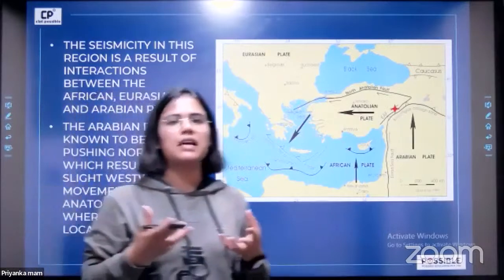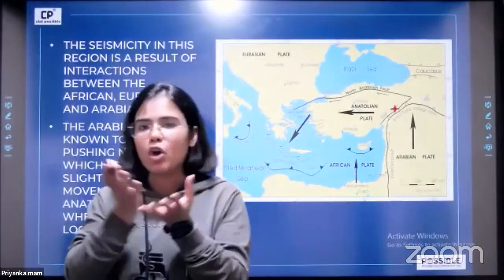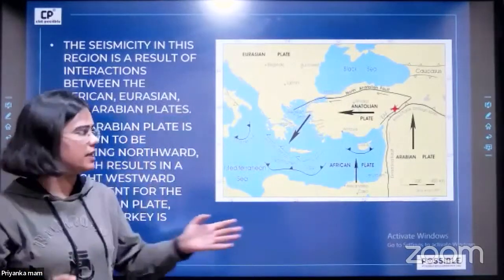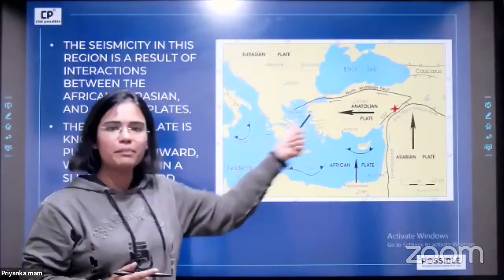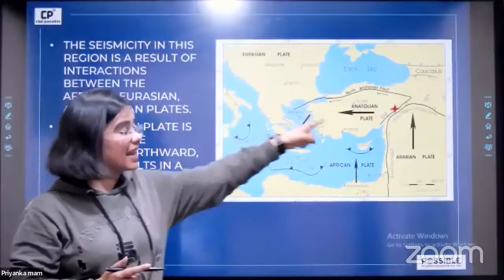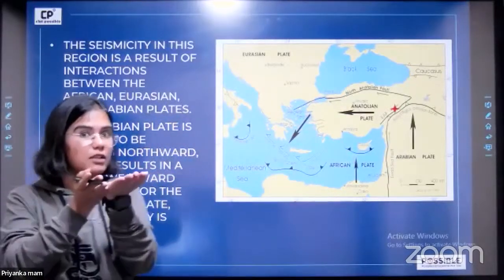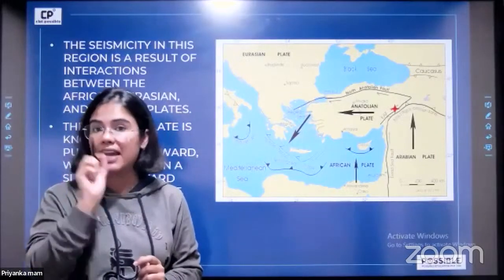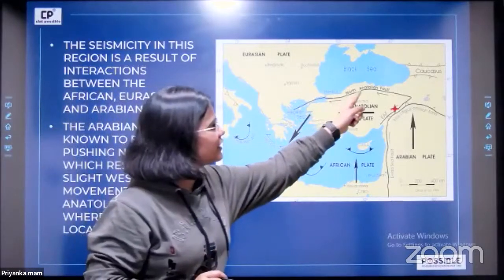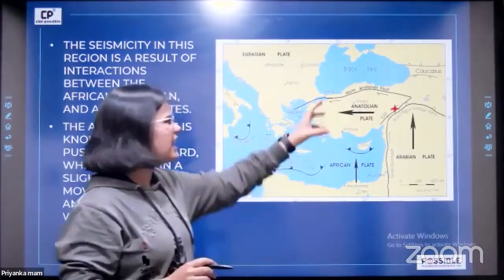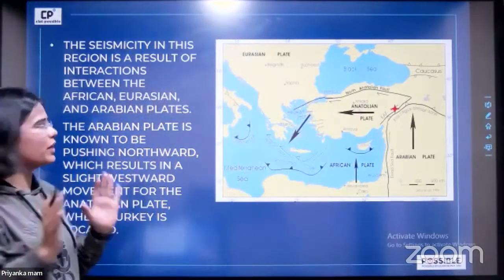Why is this seismicity so high around Turkey? Because these plates are interacting with one another. And what exactly happened on the 6th of February is that the Arabian plate is pushing northward, because of which the Anatolian plate is pushing itself westward, and the Anatolian plate is where Turkey lies. And I told you, whenever there is a movement, there has to be a weak point, a fault line. And where is this fault line? It is the North Anatolian fault line, right? Then there are many fault lines over here. Because of which this particular earthquake took place.